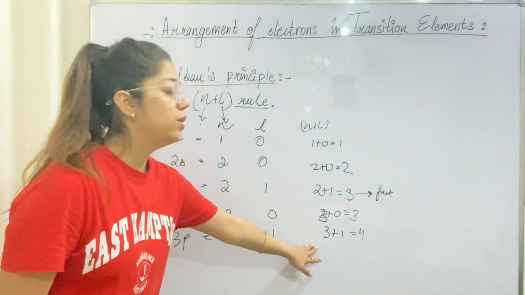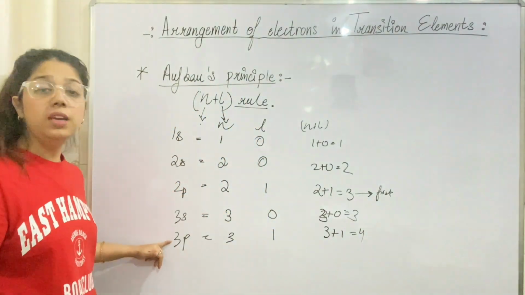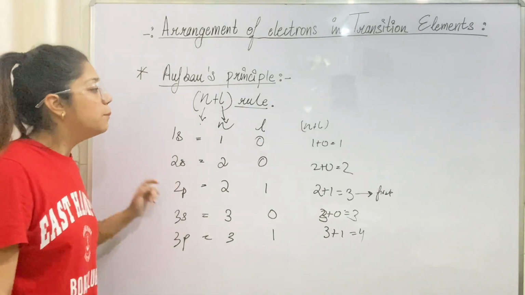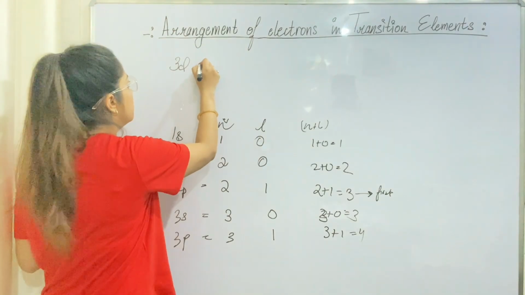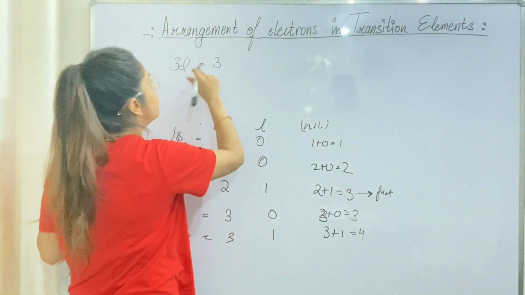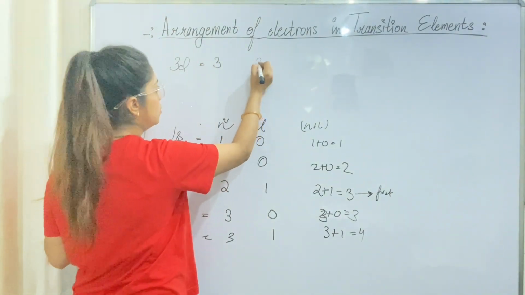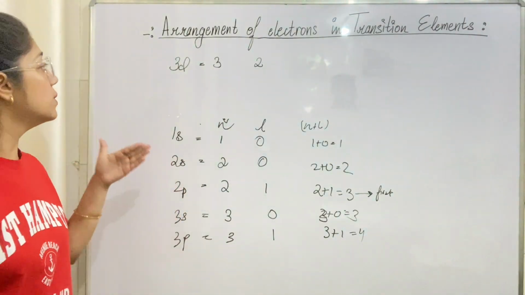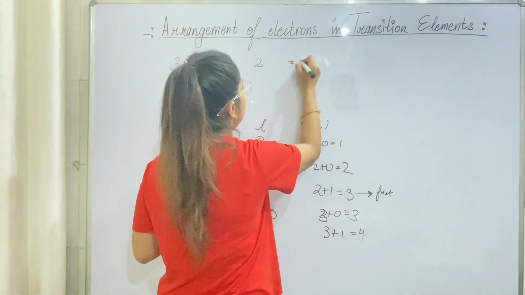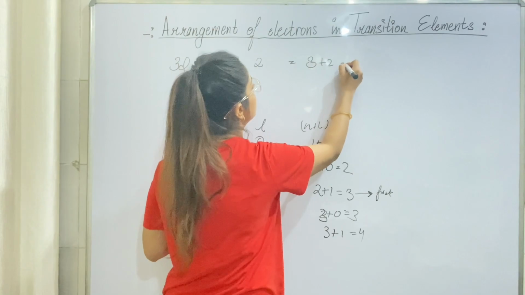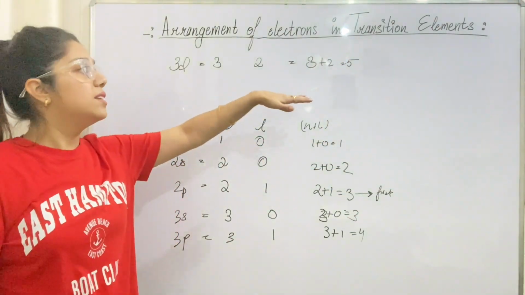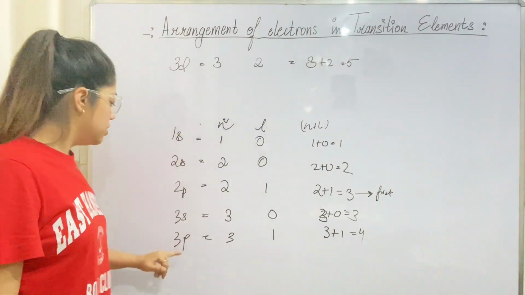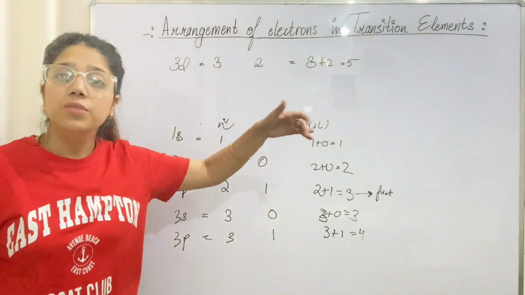Here we can see the value is 4. So after 3s we will fill 3p. Here you can see for 3d the value of n is going to be 3, and for d, l is equal to 2, right? So n plus l is 3 plus 2, which is equal to 5. Here you can see the value of n plus l for 3d is 5, right? So 3d will be filled after 3p, of course.